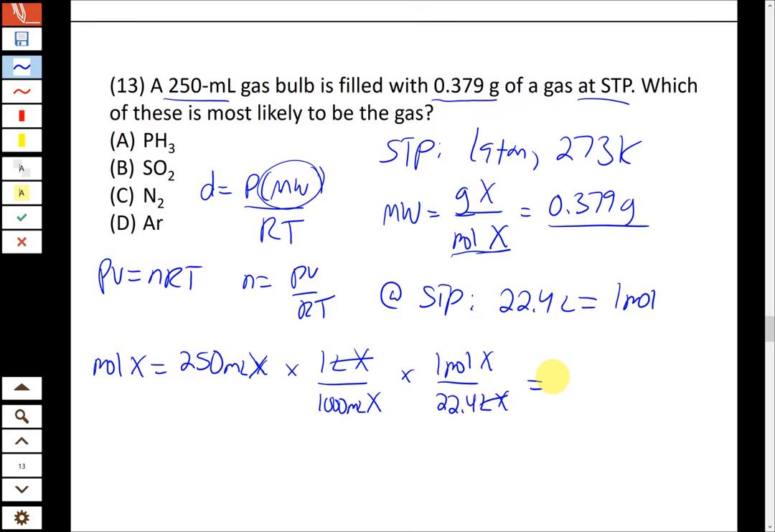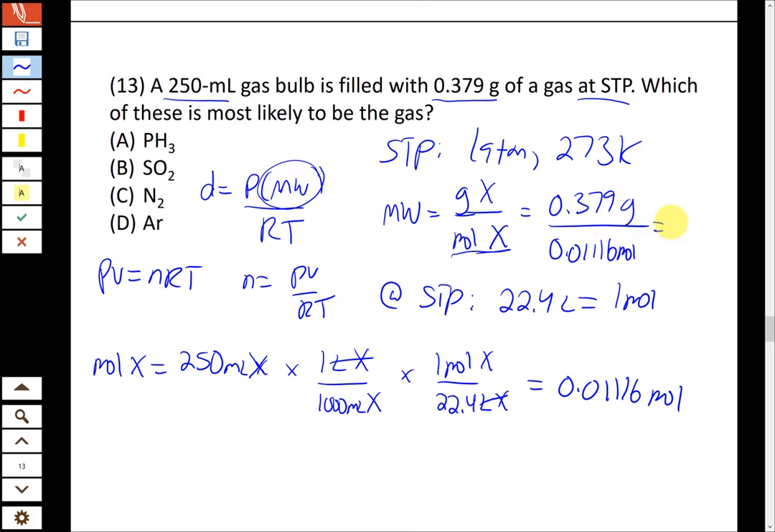Say it again. 0.011. Can you give me one more decimal? 0.01116. All right, that's enough. We'll do 0.01116. Okay, so that's how many moles of that gas we have. So we're going to put that back up here, 0.01116.